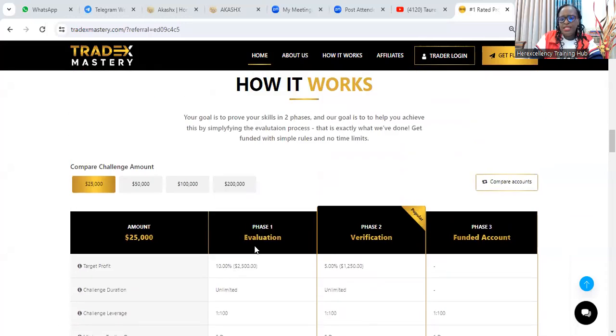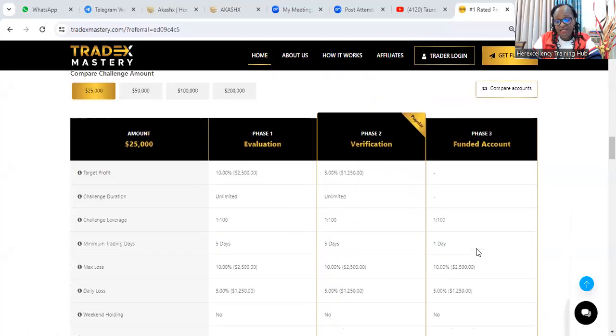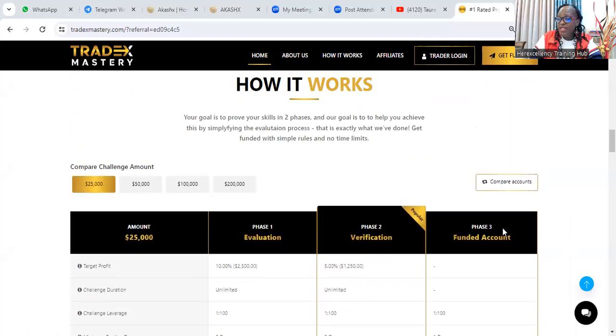Now, that's once you pass phase 1, they take you through. So this is paper 1 and this is paper 2. Once you pass both papers, you're given the funding account, and once you're given the funding account, it is yours. You trade, and whatever profit you make, you take 80%, they take 20%.